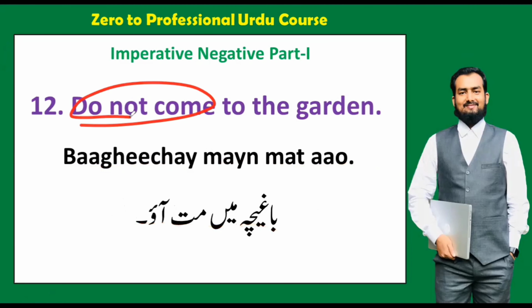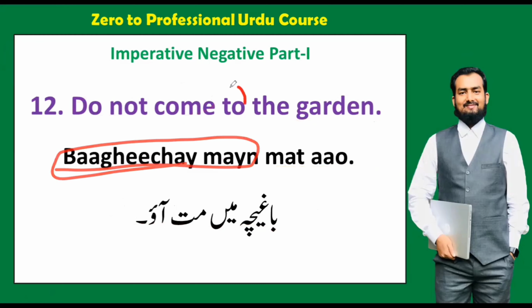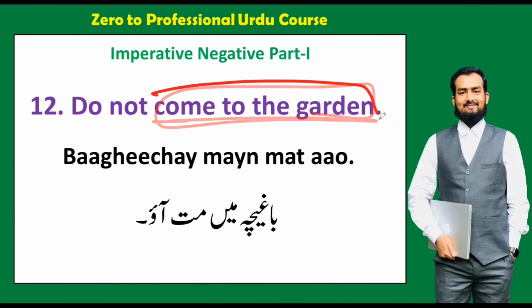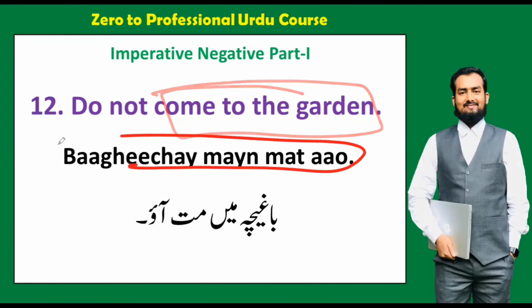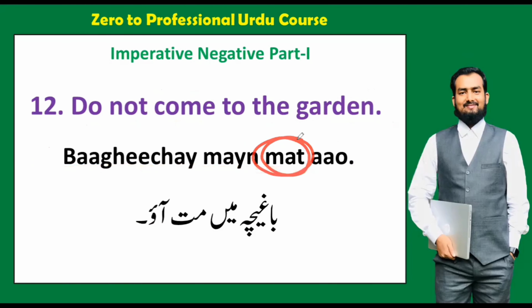So do not come means mat aao, where? To the garden, Baghiche mein. So here this is English actually. If we think about mein, it means in, do not come in the garden, but we generally say come to somewhere, right? So that is why this is English structure, and this is Urdu structure. So here we will say Baghiche mein mat aao, or we can say na aao.